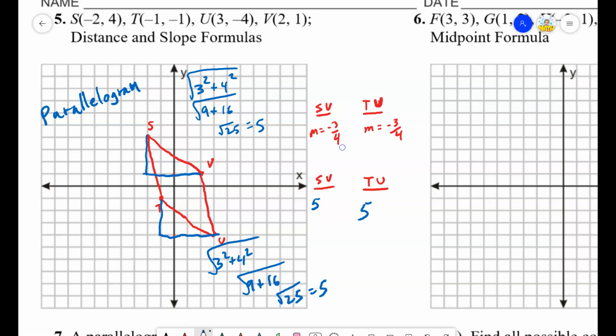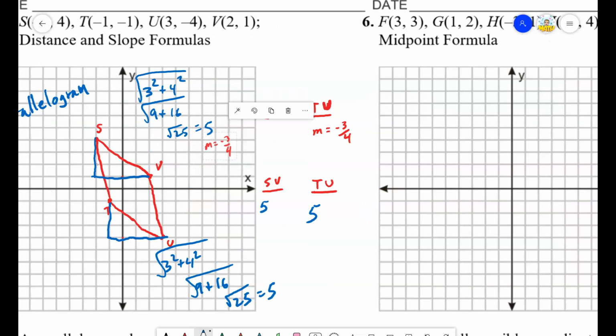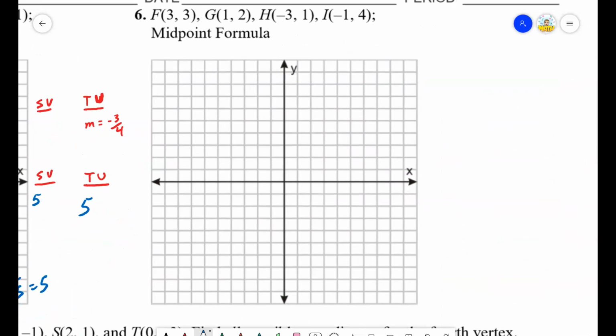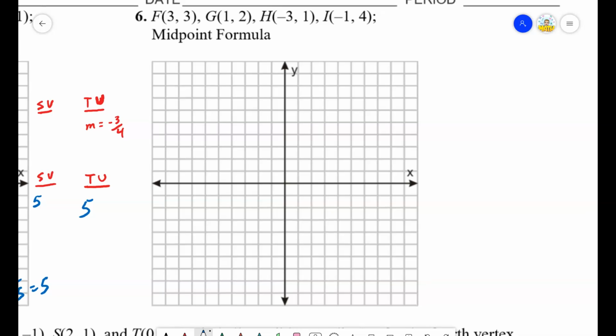And the last one says midpoint formula. So this is something different than what we've done so far. We haven't used midpoint formula. When we think about how we would use midpoint formula to verify that we have a parallelogram, the answer is going to be our rule that the diagonals bisect each other. So think about that for a second. If I have a parallelogram, I know that the diagonals bisect each other. What does that mean?